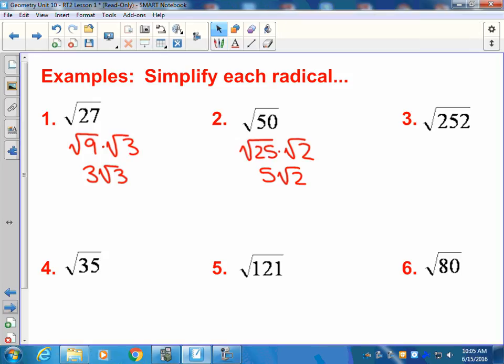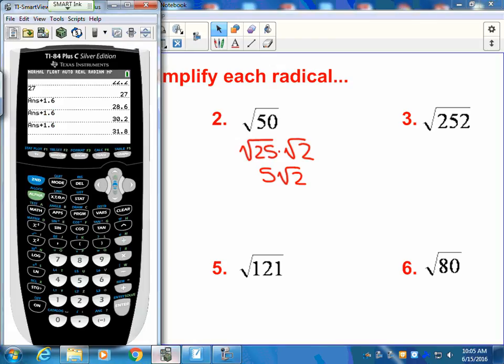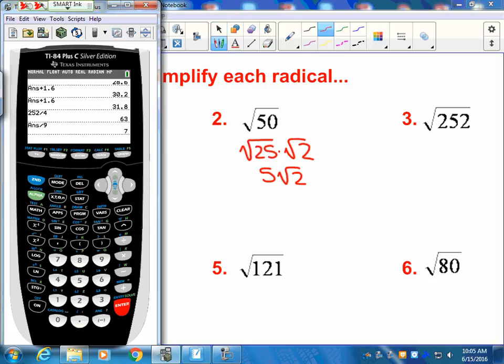Okay, 252. I'm not quite sure. So that's when I can pull out my calculator and test. 252, I bet it's divisible by 4, and it is. Gets us down to 63. That means that it's also divisible by 9. And that gets us down to 7. So sometimes when you're working with your perfect squares, you want to make sure that you take out all of them.